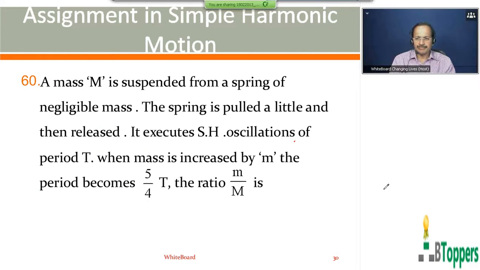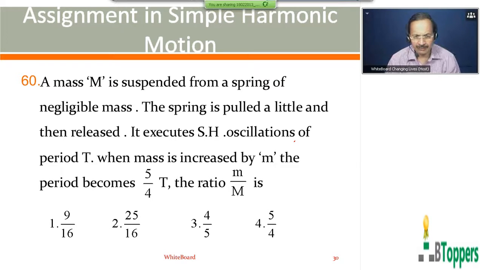See the next question, question number 60. A mass capital M is suspended from a spring of negligible mass. The spring is pulled a little and then released. It executes simple harmonic oscillations of period capital T. When the mass is increased by small m, the period becomes 5T by 4. The ratio of small m by capital M is shown in 4 options on the screen. First option 9 by 16, second option 25 by 16, third option 4 by 5, fourth option 5 by 4. Come on, take a pause and try this question.